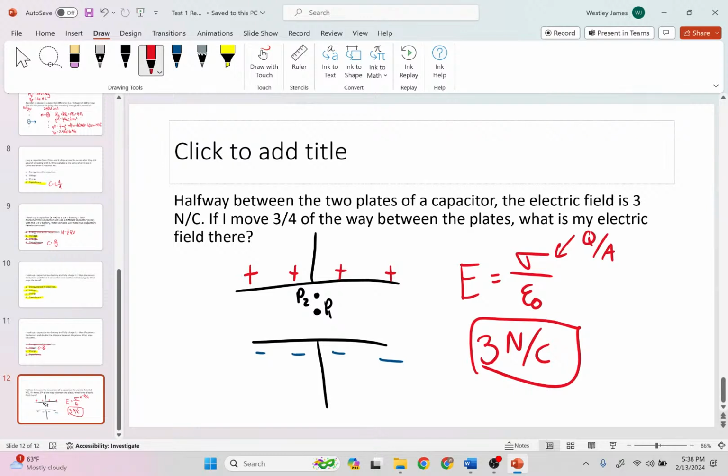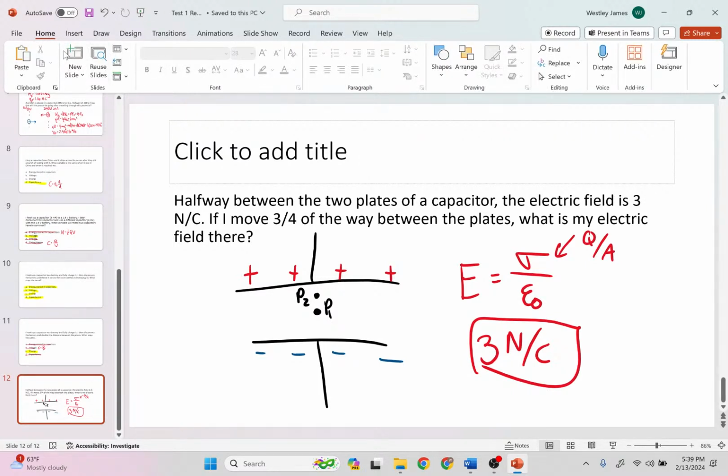So what actually affects the electric field? The charge, the area, and this epsilon naught, which is just a constant. So if you don't change any of those things, then the electric field is the same. Okay? That is a possibility for nothing to change, or for two things to change in such a way that they cancel each other out. Alright, so that kind of covers the gambit with capacitors.